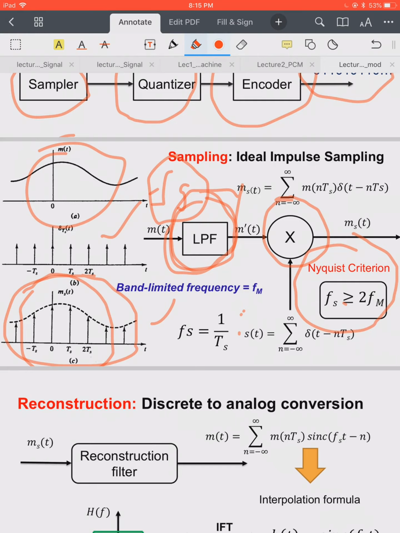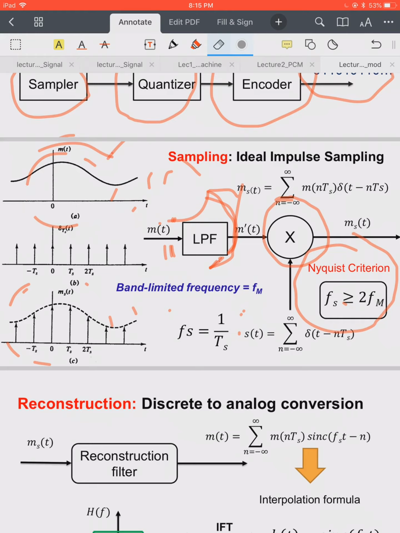So this is the basic idea of sampling, right? You know how to derive all these criteria, how the spectrum looks like, the baseband and the replicas, how to draw the spectrum of the band limited signal m(t), and how to draw the spectrum of the sampled signal. You know all those things, so I am not going to cover that again. If you have any doubt, please let me know.